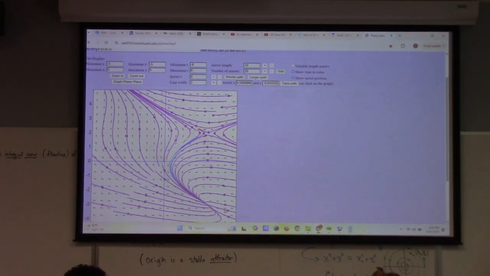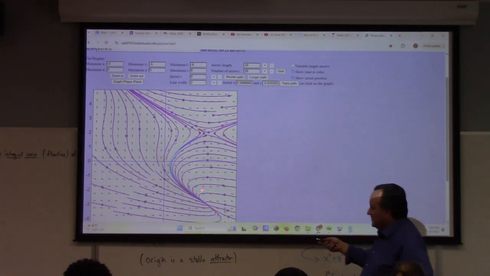Three minus 3. Yeah, 3 minus 3 makes this 0 and that 0. That's right, that's another critical point. We missed it. Yeah? 3 minus 3 is another critical point. We missed it with the algebra, but the phase plane, if we're just willing to look, showed it to us.